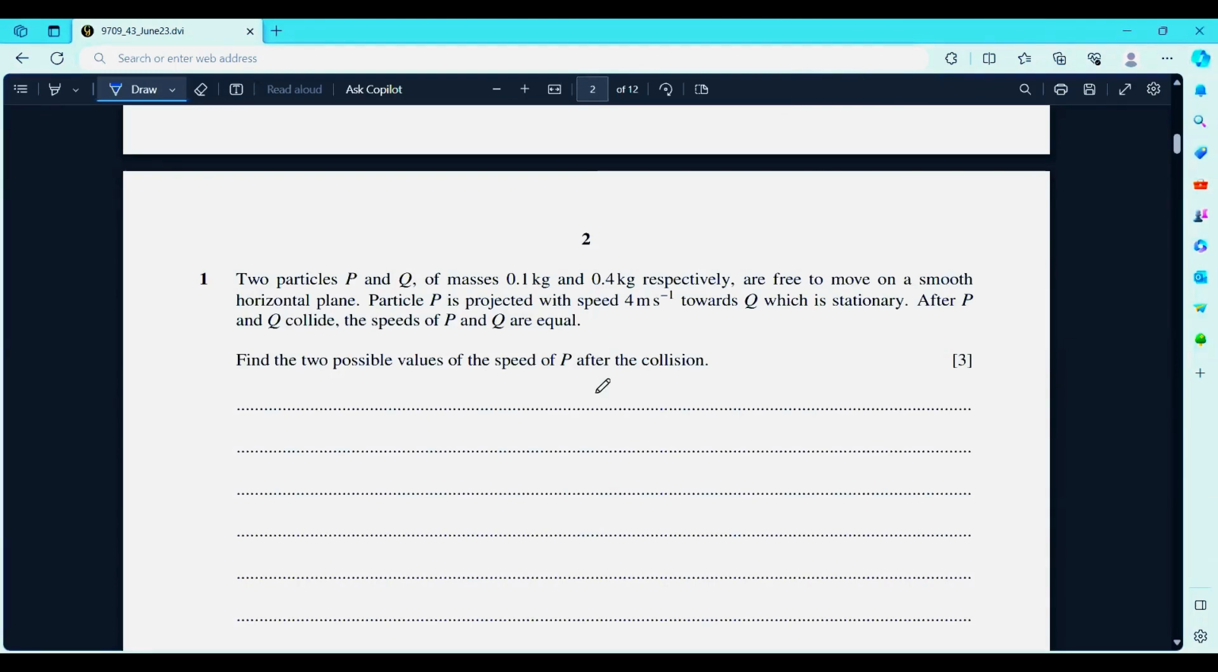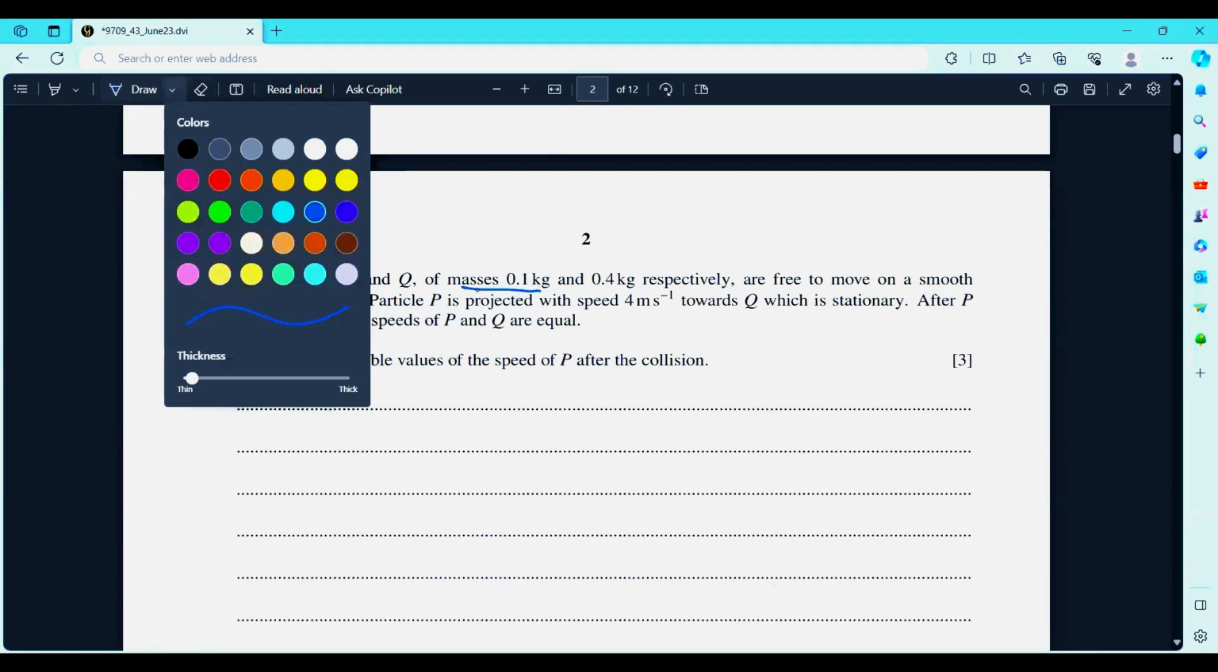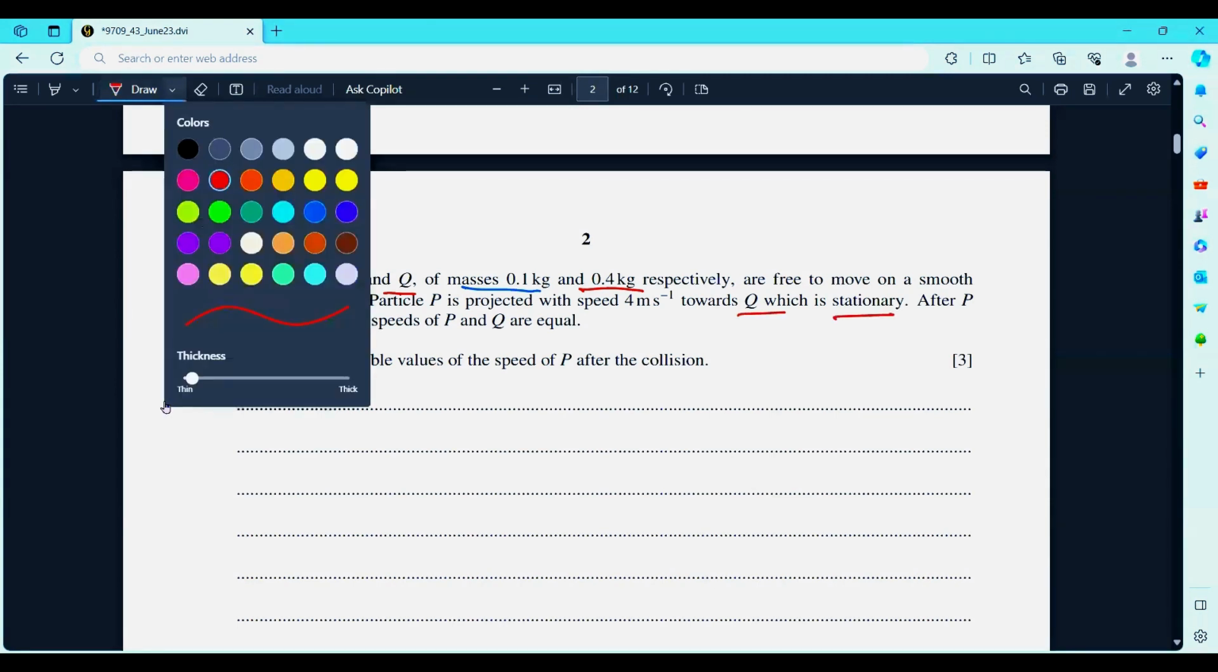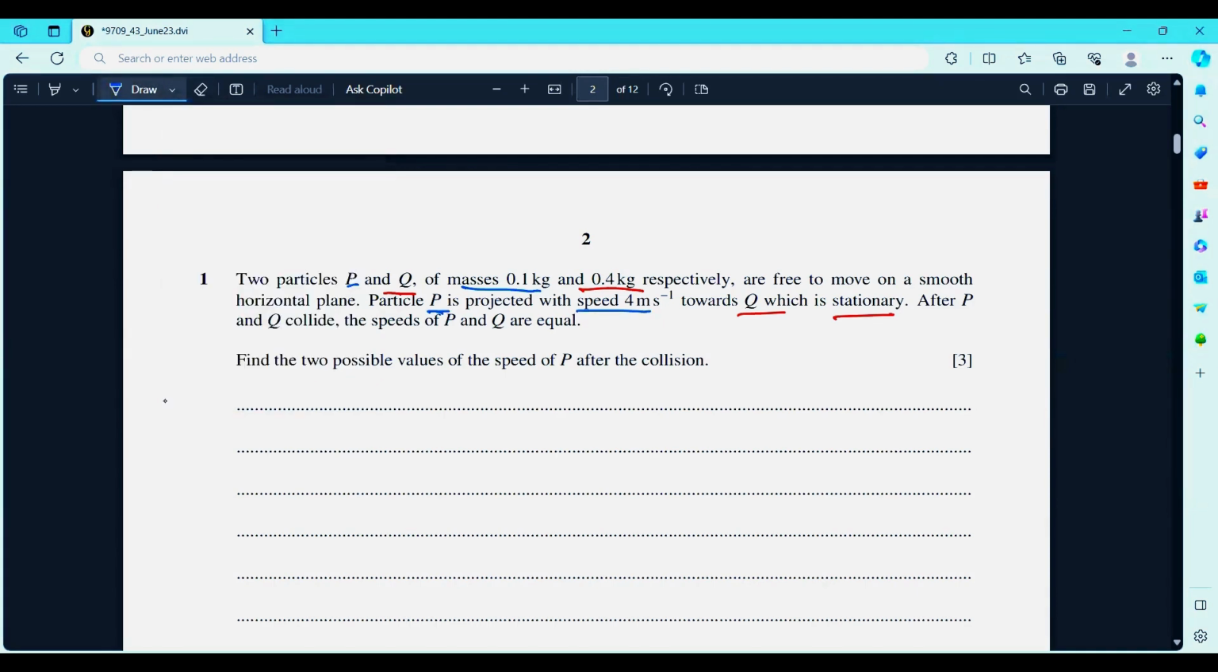Okay, so here we have two particles, P and Q, of masses 0.1 kg and 0.4 kg. They're free to move on a smooth horizontal plane. Particle P is projected with speed 4 meters per second towards Q. Q is stationary.